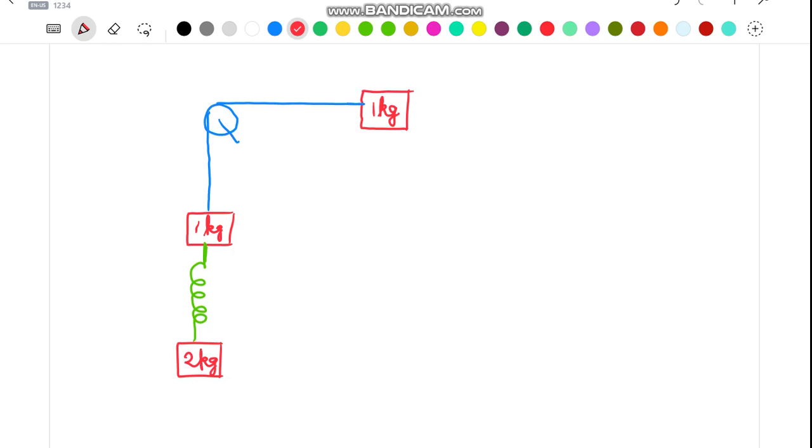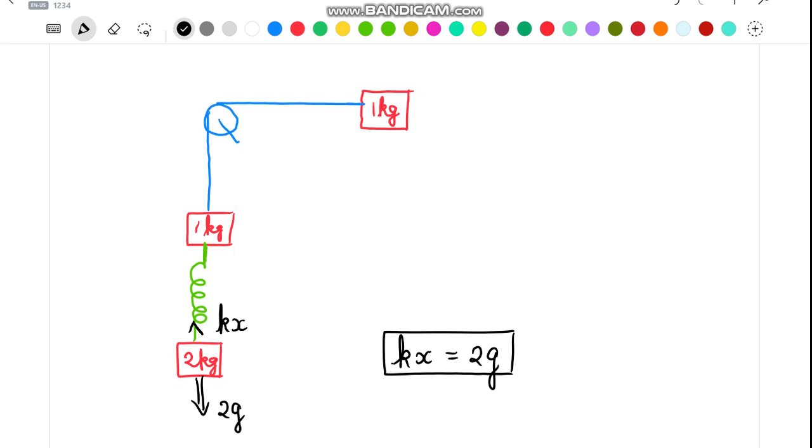Now from the free body diagram of the 2 kg block we can say that the two forces acting on it will be the force of gravity acting downward and the spring force, and since the 2 kg block was initially in equilibrium, the equilibrium condition requires the value of kx to be equal to 2g. Now this same force of kx will act on the 1 kg block.